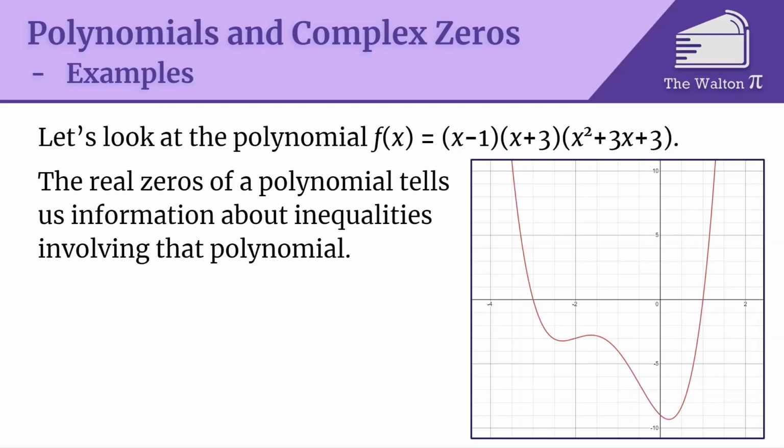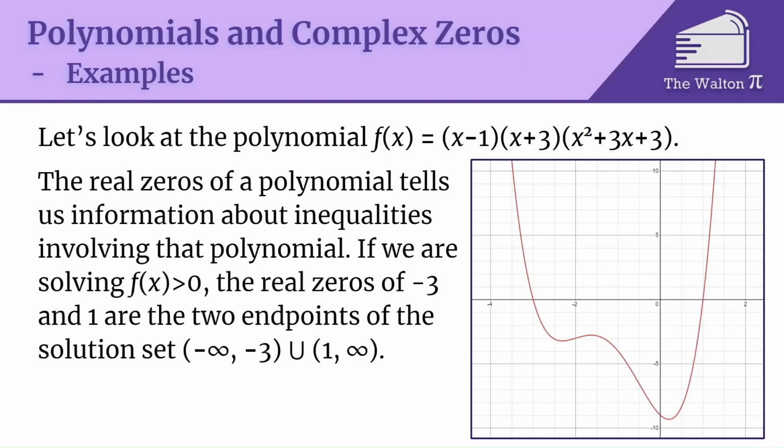And the real zeros of the polynomial tell us information about the inequalities that involve the polynomial. So if we are solving f of x is bigger than 0, the real zeros of -3 and 1 are the only two endpoints on the solution set: -infinity to -3, union 1 to infinity. And if we were to look at f of x is less than 0, it would be -3 to 1.